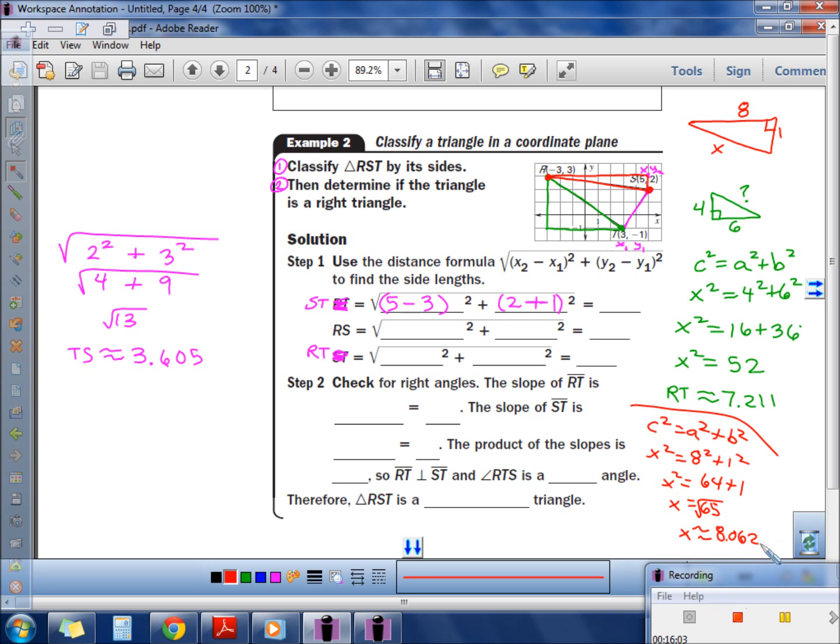There's the Pythagorean theorem. Pretty short, pretty quick. I don't usually have sign problems when I do this method. I see a lot of sign problems when I see people do the distance formula, like over here. So we'll test that out real quick.